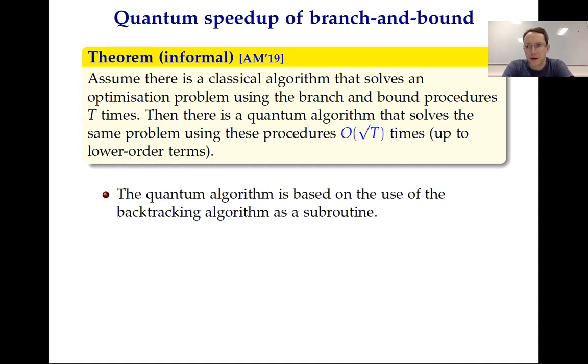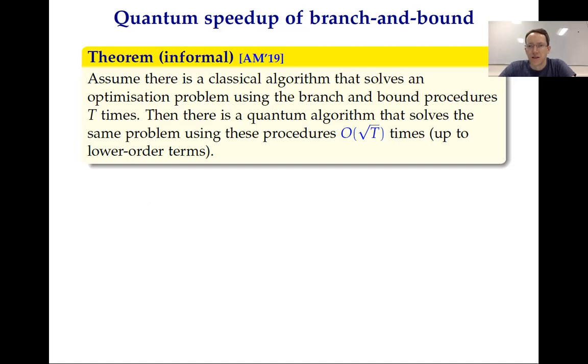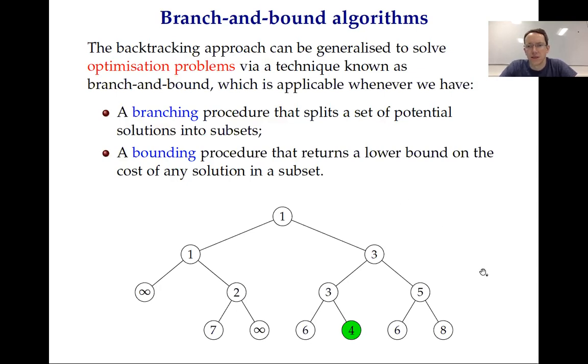Okay, and I'm not going to say too much about the quantum algorithm, other than just to mention that it is based on the use of this backtracking algorithm that I previously discussed as a subroutine. So roughly speaking, a way that we can try and use backtracking as a subroutine to solve branch and bound problems is that we could imagine taking this branch and bound tree on this slide and turning this into a decision problem, a yes/no problem, by having a threshold where we say, okay, is the cost of a solution within a subset lower bounded by some threshold or not? So, for example, we could say, okay, is there a solution with cost at most 2?